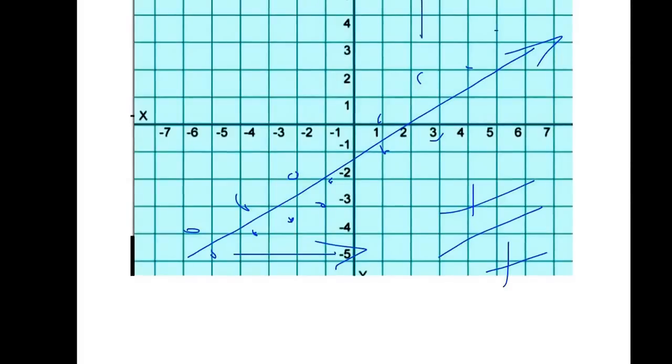This, as a reminder, is quadrant 1. It's where x is positive. Any point over here is an x value. And where y is positive, any point in here will be a positive x and a positive y.